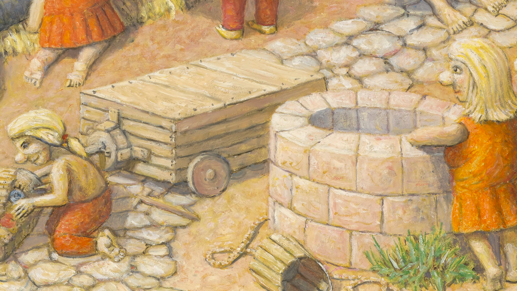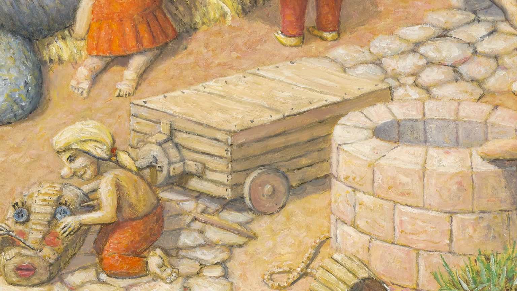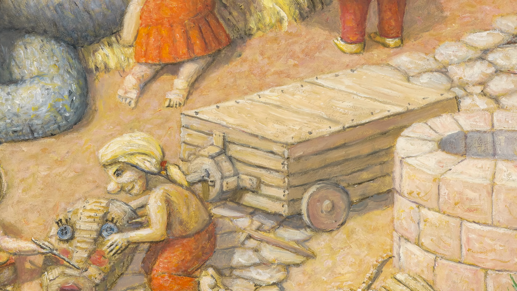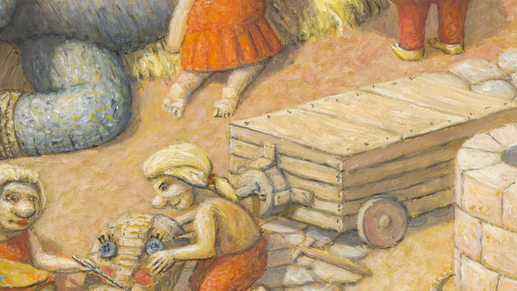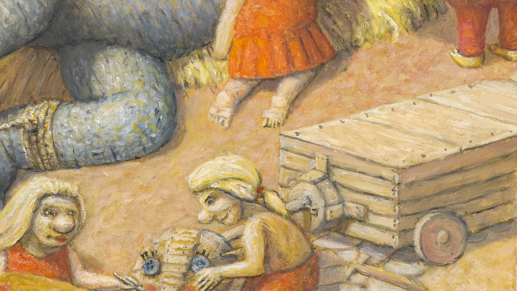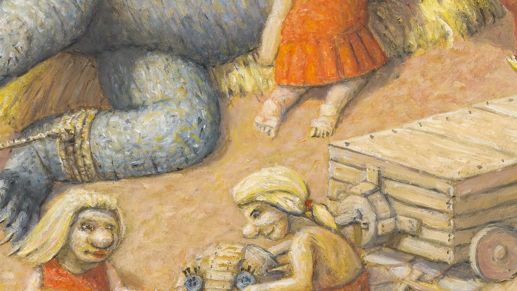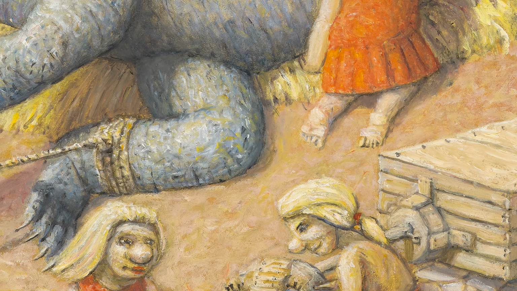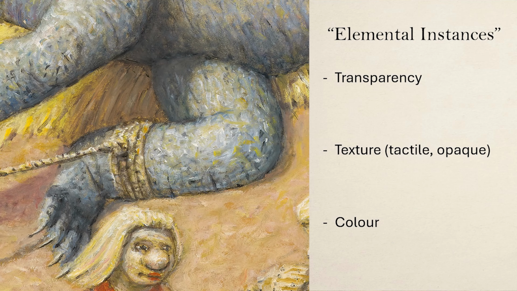Immediately, perhaps you can see that the elements are not so independently and cleanly discernible. So when I attempted to define the form of the lizard's leg here, you can see that I made the kind of speckulated surface. But what are these speckles really? Here we have an instant of transparency, and here we have an instant of tactile opaque texture, and here we have an instant of colour. The whole leg form here is made up of these different elemental instances.